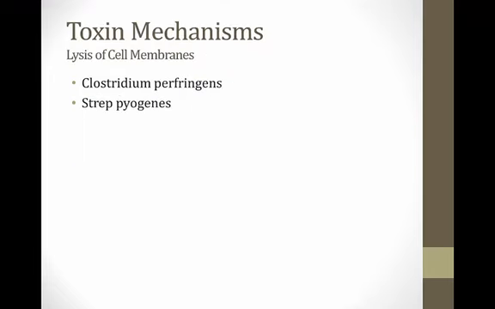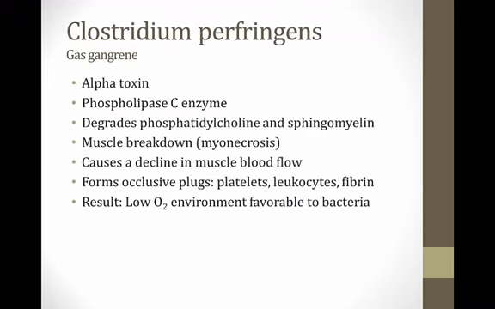There are two bacteria that make toxins that lyse cell membranes. These are Clostridium perfringens and Strep pyogenes. Clostridium perfringens can cause gas gangrene when it gets into wounds, and it makes a toxin called alpha toxin, which is a phospholipase C enzyme, and it degrades substances like phosphatidylcholine and sphingomyelin. And the result of degrading these substances is that you get breakdown of the muscles, which is called myonecrosis.